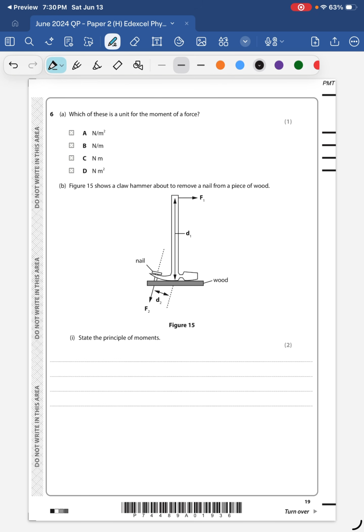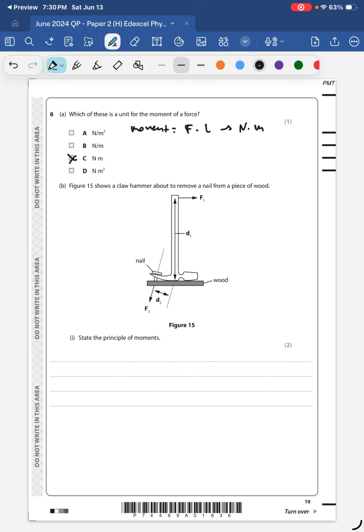Okay, question 6. Which of these is a unit for the moment of a force? Okay, so the moment is force times distance, I guess. So the units will be newtons times meters. So C.